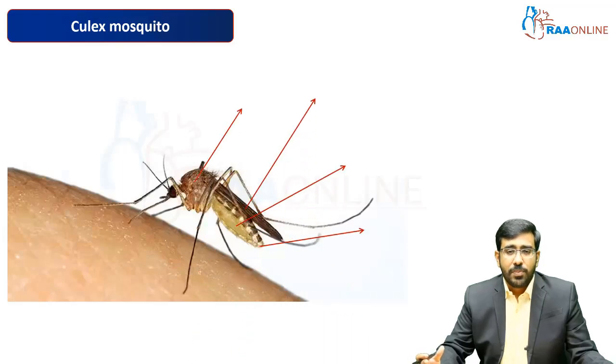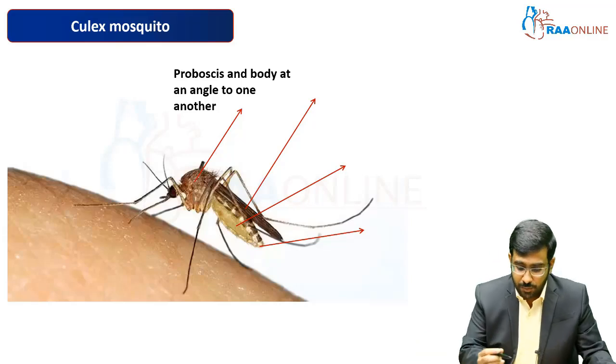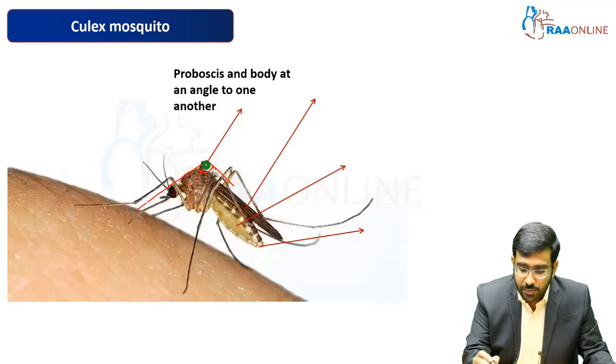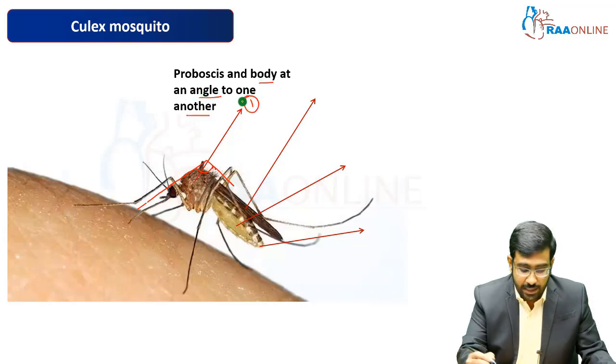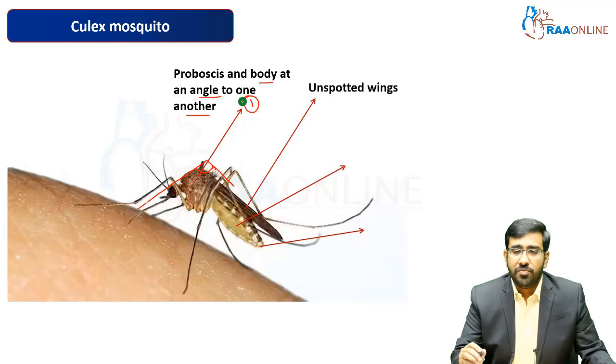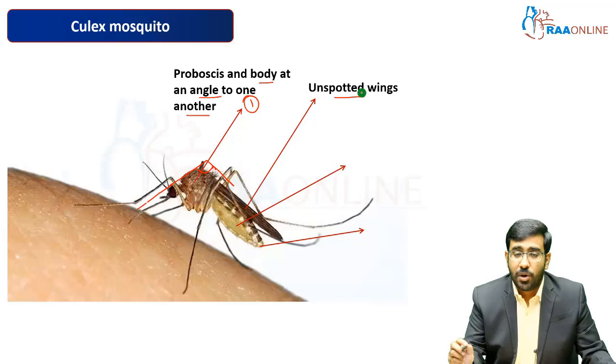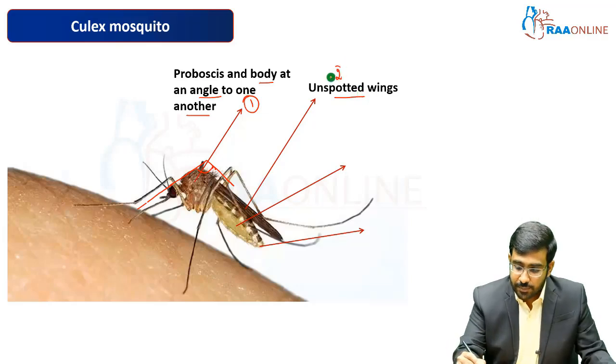In Culex, the proboscis and the body are at an angle to one another. So this is the proboscis and this is the body. That is the first point. The second point is the wing: it is an unspotted wing. There is no spot present in the wing. This is identification number 2.